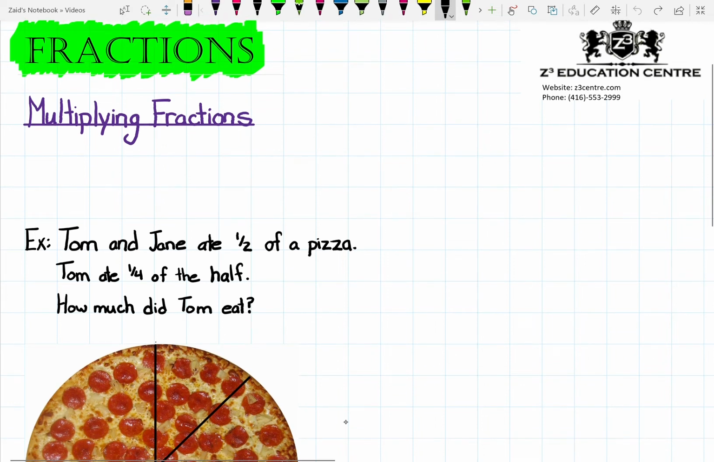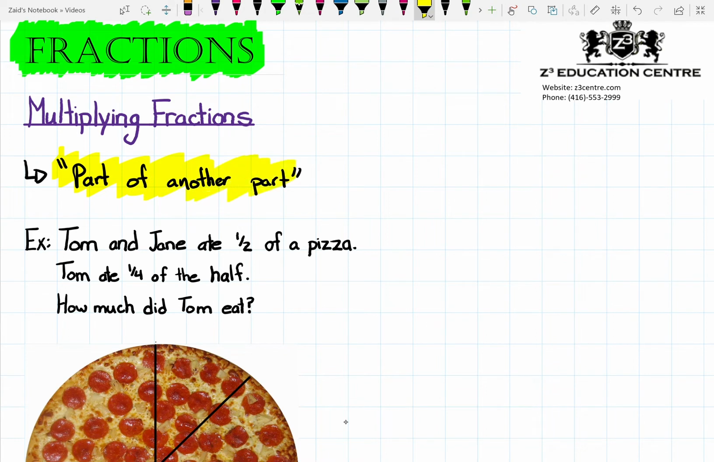So now, multiplying fractions basically means part of another part. To help you understand what this definition means, I have an example down below.